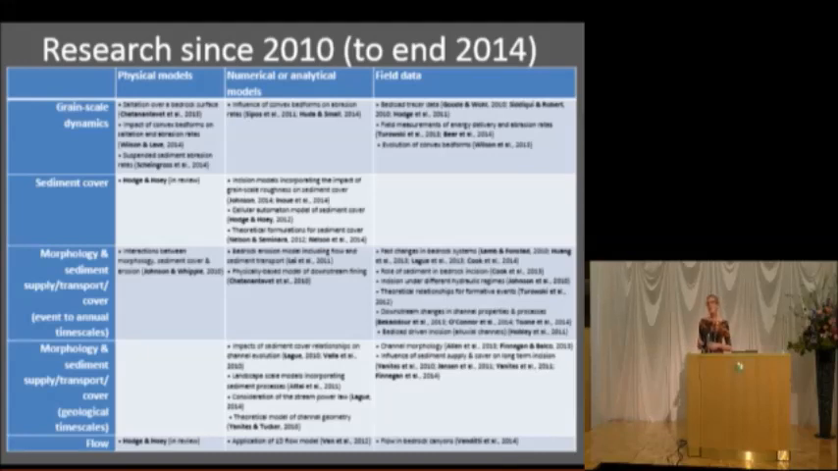And then the final area here is flow, because although this really seems to be a key part of that diagram, it's actually something that seems to be remarkably underrepresented in the bedrock literature. So having constructed this diagram, I was then able to ask, okay, where are the gaps in this diagram? What are the key questions that we really need to be asking in the future over the next 5 years?